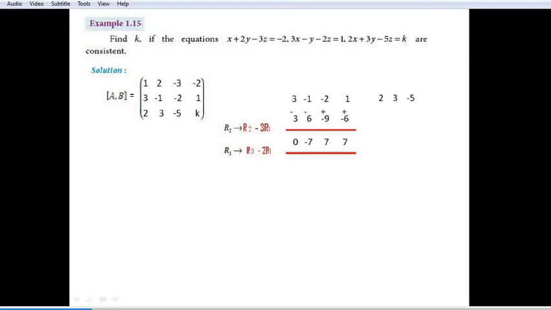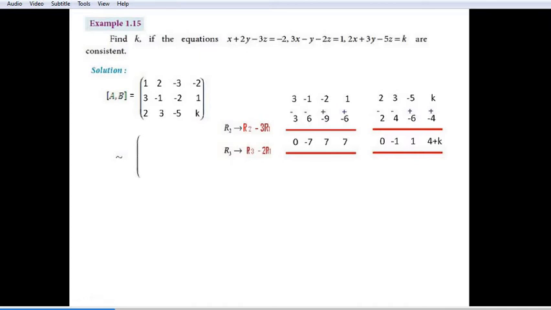We do the same thing for R3. We take the R3 row, 2, 3, minus 5 and k, and multiply R1 by 2. 2 ones are 2, 2 twos are 4, 2 times minus 3 is minus 6 and 2 times minus 2 is minus 4. Here we have to subtract, so change the signs and simplify. 2 minus 2 is 0, 3 minus 4 is minus 1, minus 5 plus 6 is 1, and k plus 4. They are unlike terms, so write as it is, k plus 4 or 4 plus k.